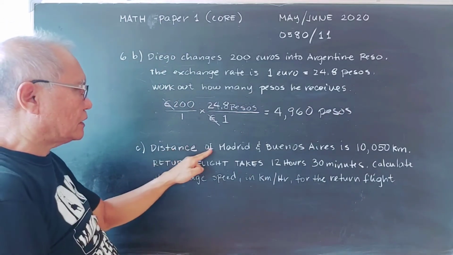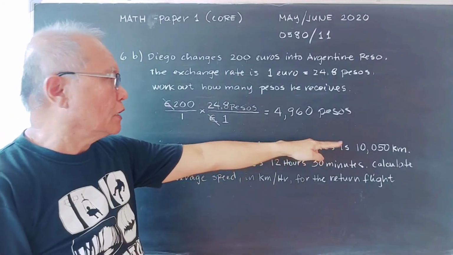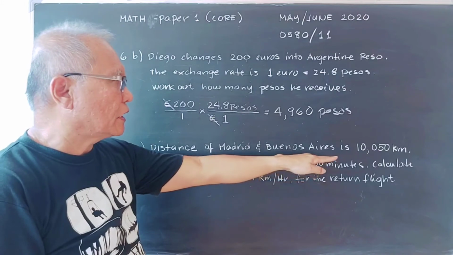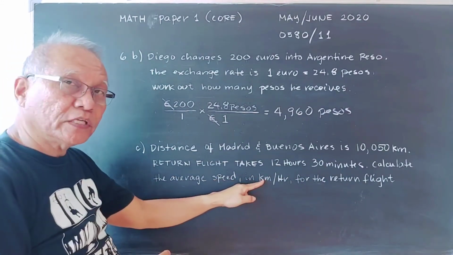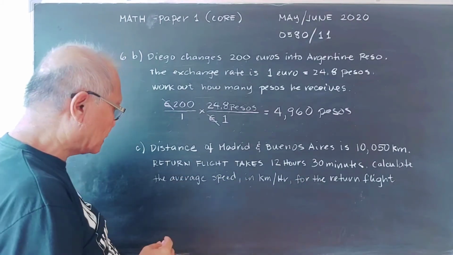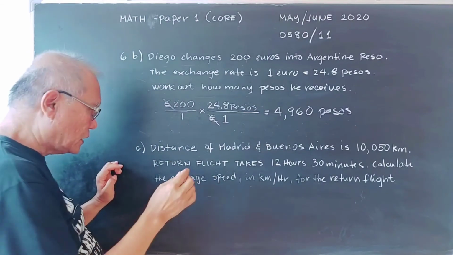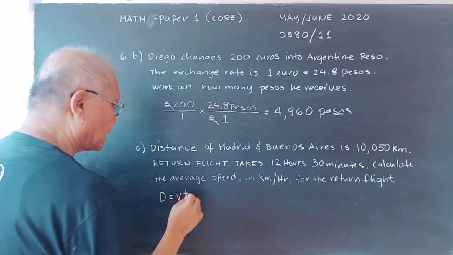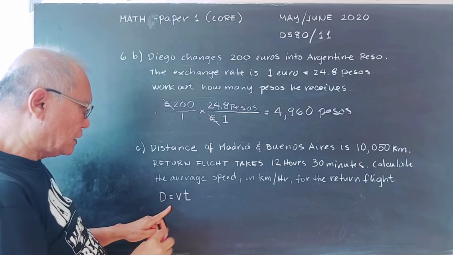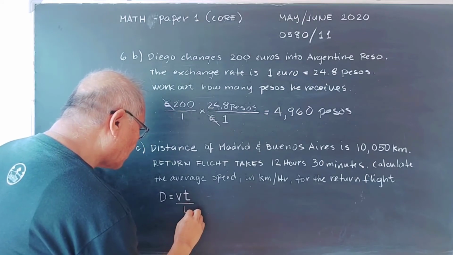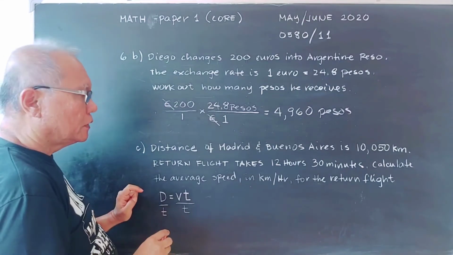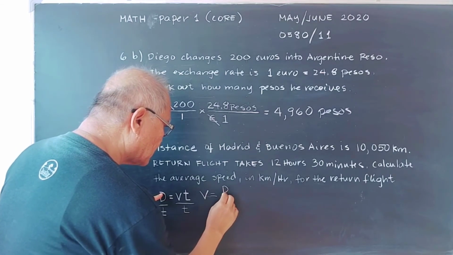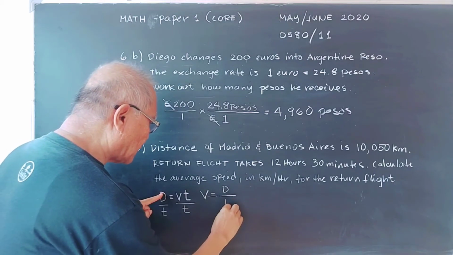6C. The distance of Madrid to Buenos Aires is 10,050 kilometers. The return flight of Diego takes 12 hours and 30 minutes. Calculate the average speed in kilometers per hour for the return flight. Now we have our formula for uniform motion, which is distance is equal to velocity times time. If we are going to compute for the velocity, we divide this by time. So our velocity is equal to the distance traveled divided by the time.